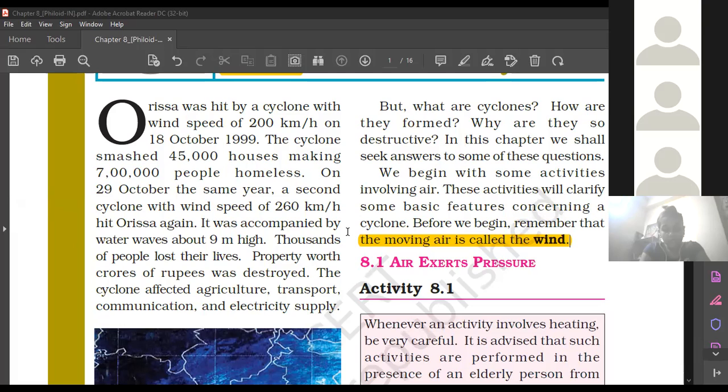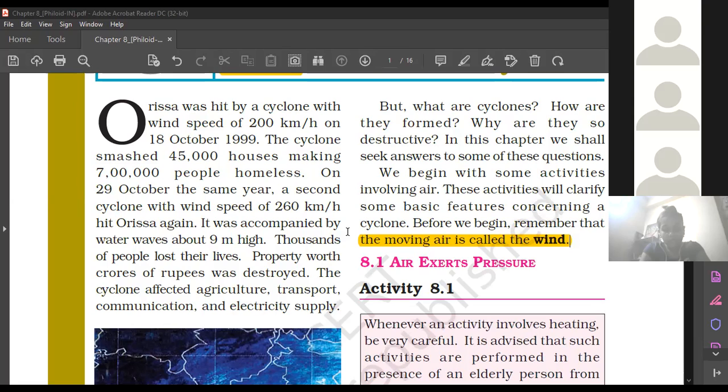Due to the uneven heating of the sun on the earth's surface, there will be different air pressures, right? So due to the different air pressures in different regions, the air will always move from the higher concentration area to the lower concentration area. Otherwise you can say air will always move from a high pressure area to a low pressure area. This movement is called wind. Yes or no? The movement of the air from the high pressure area to the low pressure area is called wind.